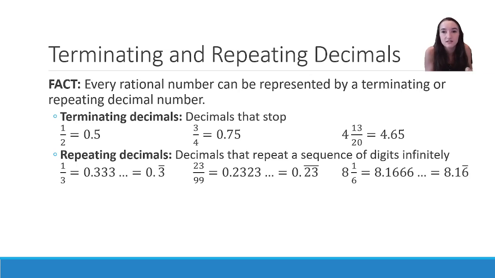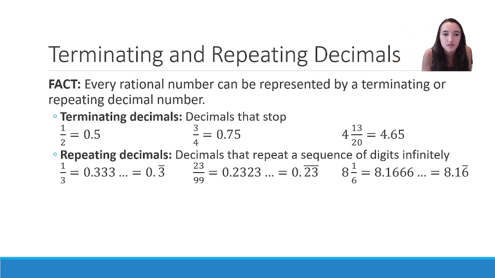It doesn't have to be the case. It could stop 100 digits down the line, and that would be fine as long as it stops at some point. Repeating decimals, on the other hand, are decimals that repeat some sequence of digits infinitely. Not just 1.2323 and then a bunch of mishmash changes, no repetition. It has to be that the repetition happens infinitely on and on forever.